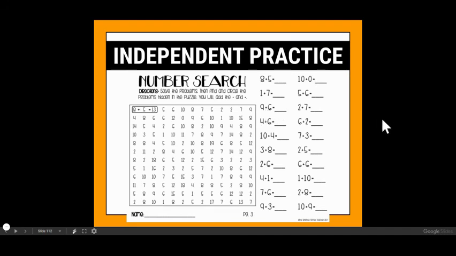All right, have fun. This is another thing. It doesn't need to be turned in on Edgenuity. This is just for your practice so that you can get even more work with your math facts.